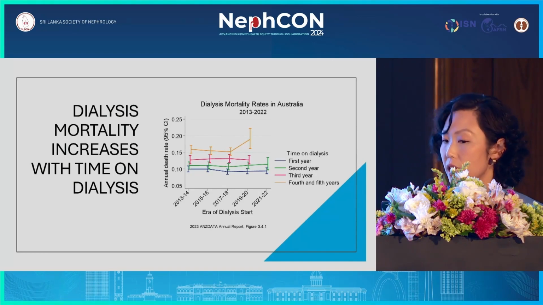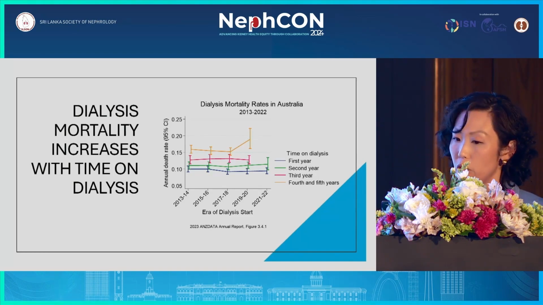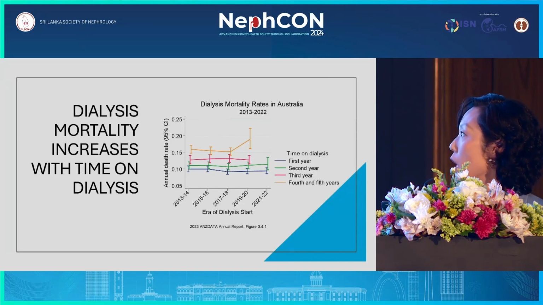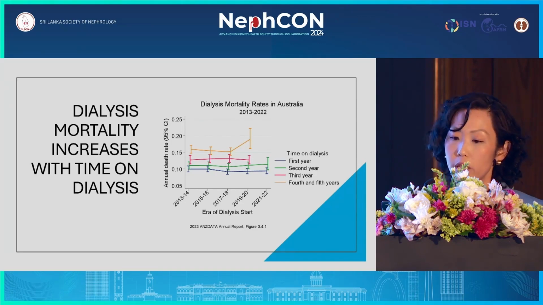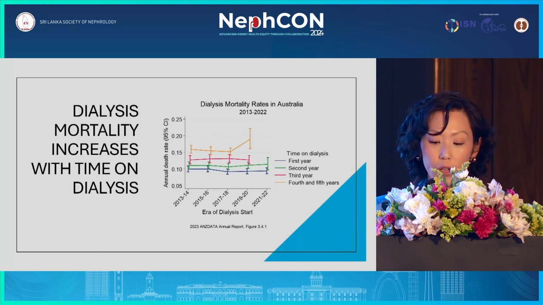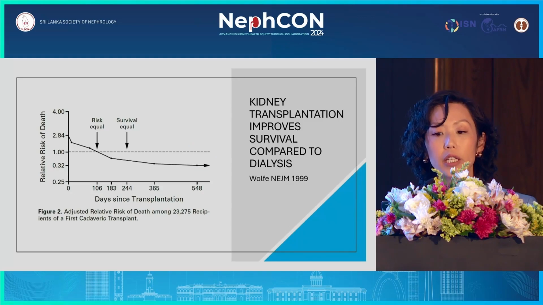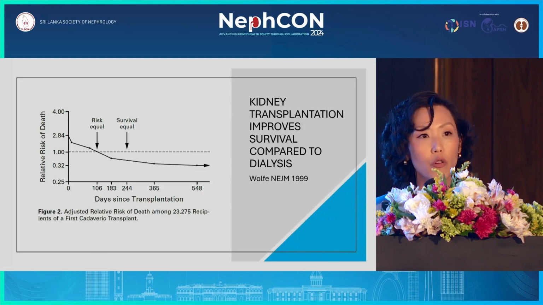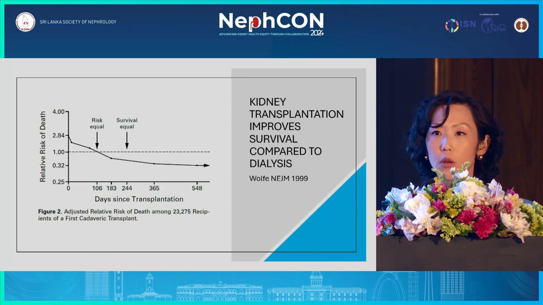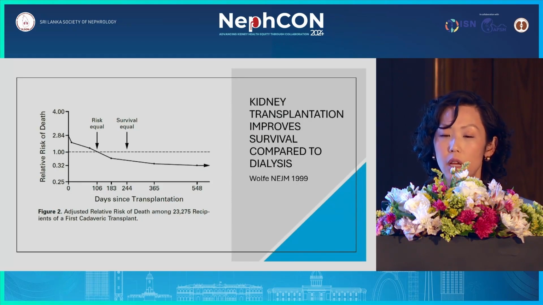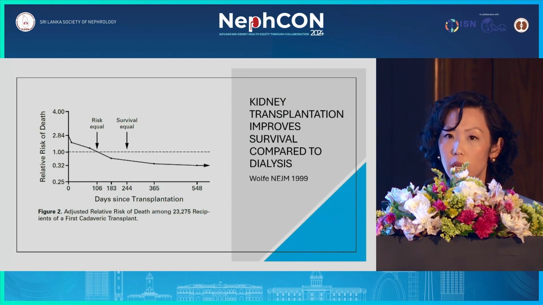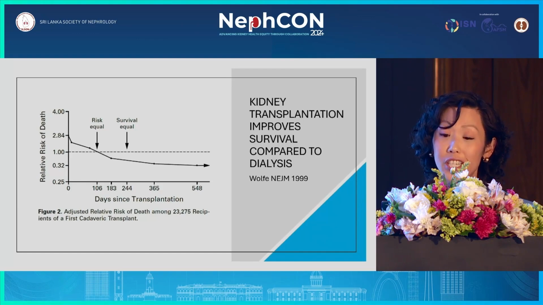And you can see that the annual death rate is 10% for those who have been on dialysis for 1 year, and increases approaching 20% for those in their 4th or 5th years on dialysis. And we also know that kidney transplantation offers a survival benefit for suitable candidates compared to remaining on dialysis. So we need to always consider what the implication of rejecting a transplant offer and remaining on dialysis would be for our patients.